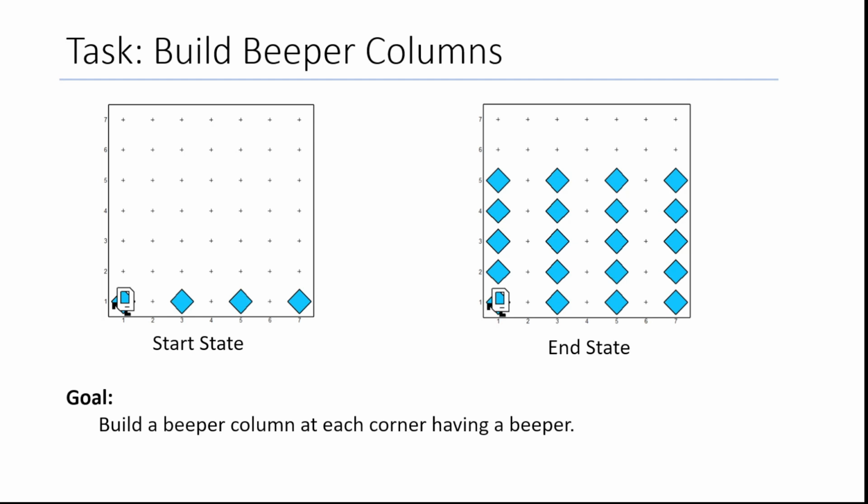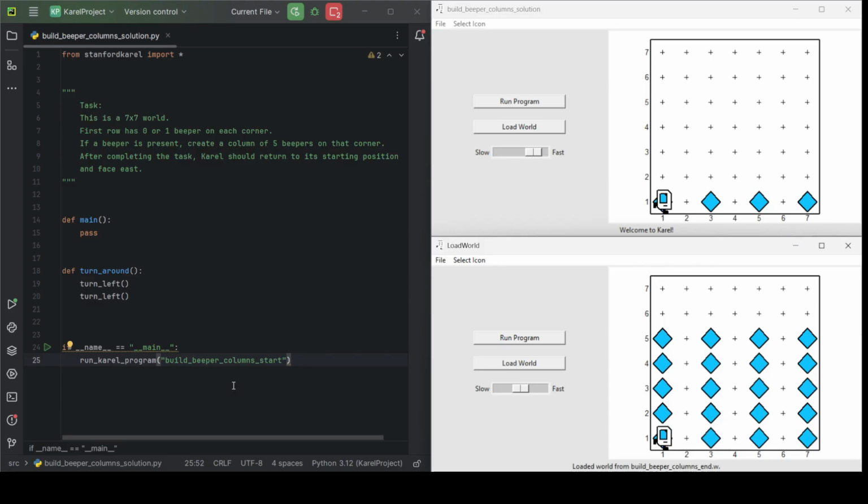In this task, we have a world with 7 rows and 7 columns. There are beepers on some corners of the first row. Karel needs to build a column of 5 beepers wherever it finds a beeper. In PyCharm, we have a new Python file with code to load the initial state. The file name is build beeper column solution, and here we are loading the initial state build beeper columns start world, which has 4 beepers on corners.